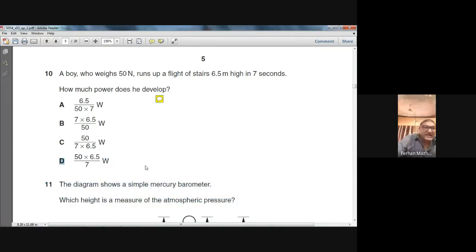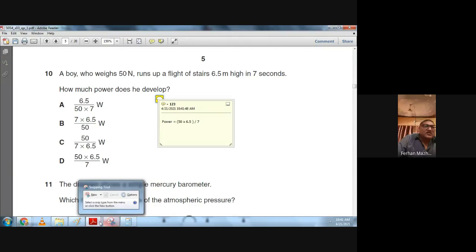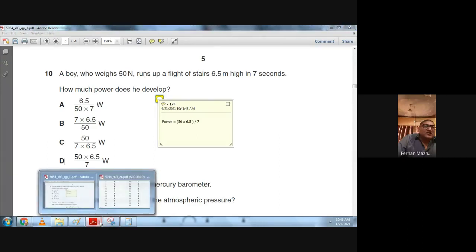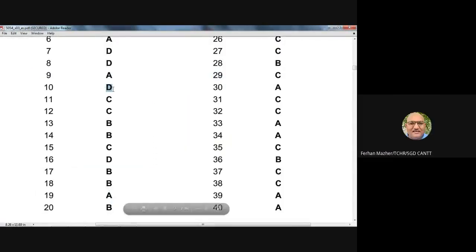Question number 10, D is the right answer. You can see I have written this answer here. Let's check. Question number 10, D is the right answer.